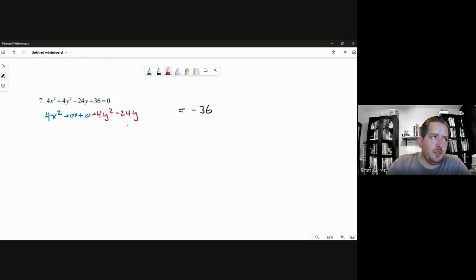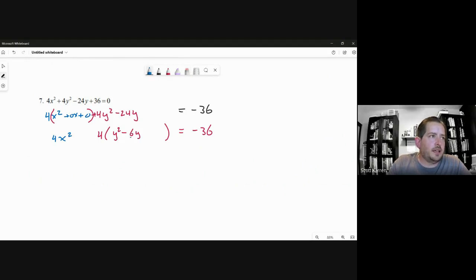But for the y values, I'm going to factor out the 4. So I take a 4, and I get y squared minus 6y. But because of this, if I had factored out my 4 in my x's, it wouldn't have changed what I'd done. So this is just 4x squared over here, and that is my completed square. That's x minus 0 squared, if you want to look at it that way. You don't need to, though. You can just write it as x squared.